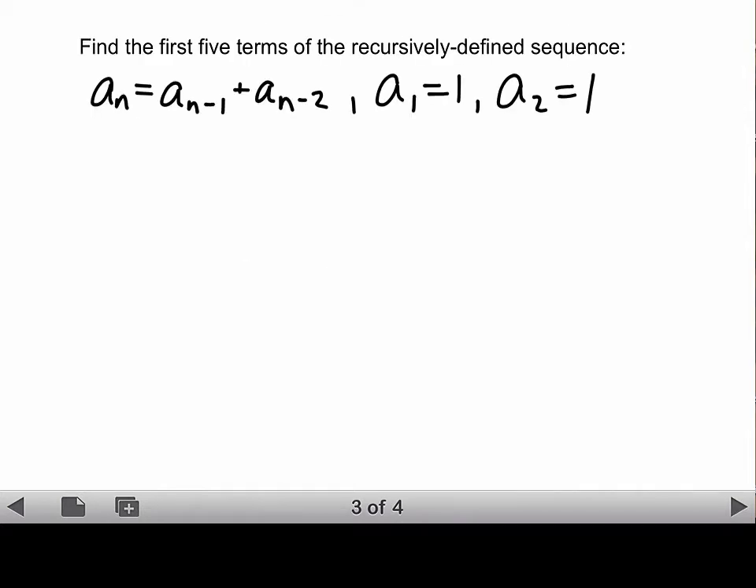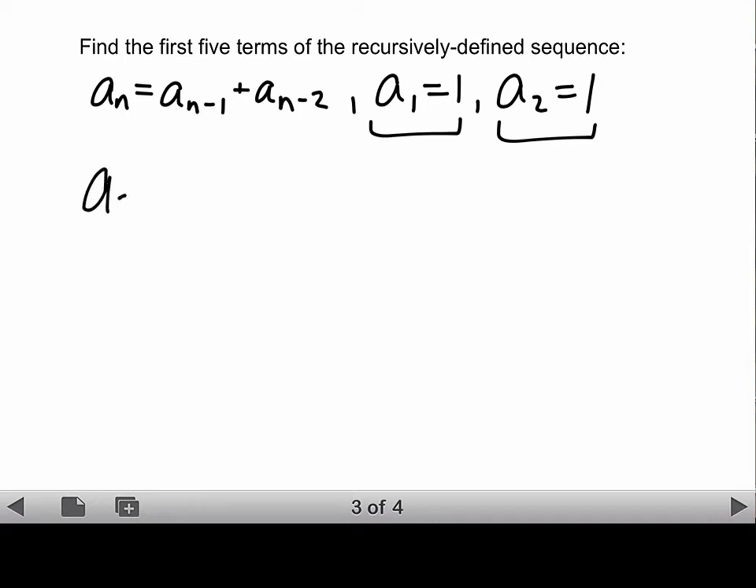Next, we have another recursively defined sequence. We're again asked to find the first 5 terms. We're actually going to go beyond that because this one's kind of interesting. A sub n is equal to a sub n minus 1 plus a sub n minus 2. Let's see what this means in normal people talk. The term I'm looking for is the previous term added to the term before it. Okay, so I have a sub 1 is 1 and a sub 2 is 1. I need at least that information to get started.